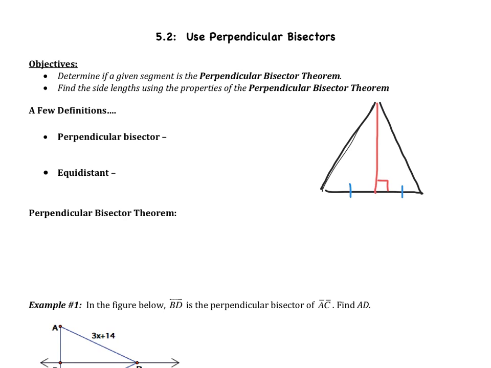Equidistant. Use your root words and your prefixes and tell me what equidistant means. All right, so equidistant simply means equal distances. Whoa, we blew her mind.